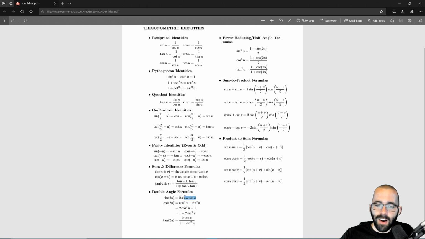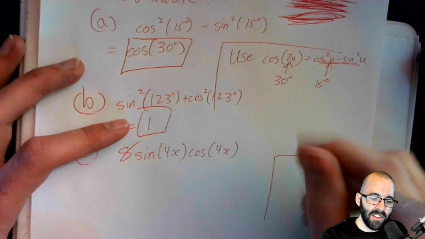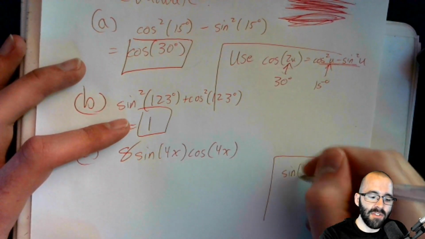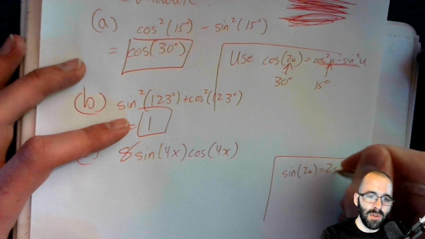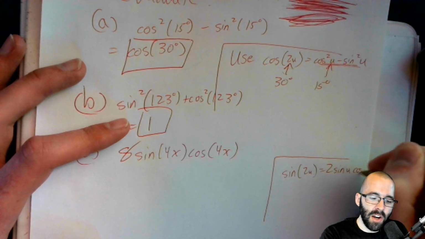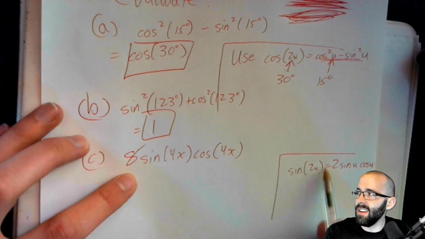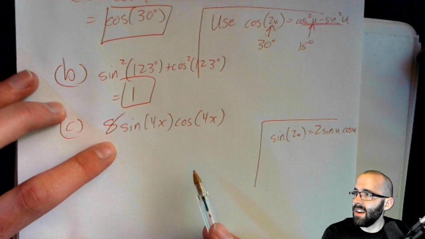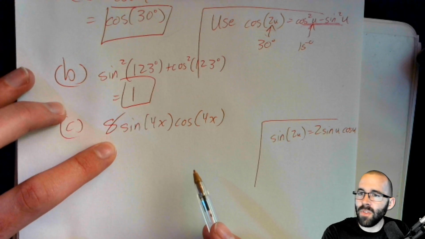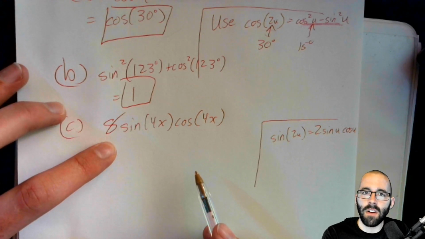Oh. There it is. So let's write that out off to the side. This is what we're going to use. We're going to use the fact that sine of 2u equals 2 sine of u cosine of u. Now this doesn't much look like each other, right? So let's make it look like each other.